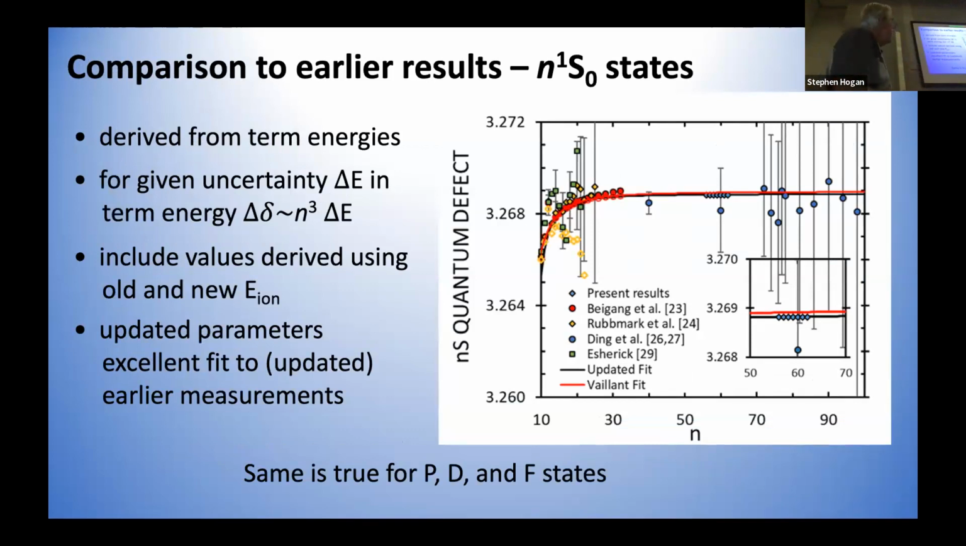And I do this here for singlet S Rydberg states. Okay. So here's the quantum defect, and notice it's on a very, very tight scale. It only goes from 3.272 to 3.260. And this is again n. Now, the red line is Vaillant's earlier fit. The black line is our new fit. And you see on high resolution that we actually do a better job of fitting our data than the earlier fit.